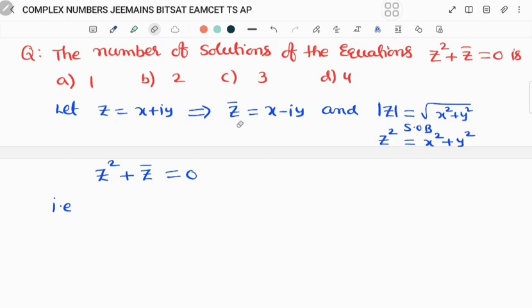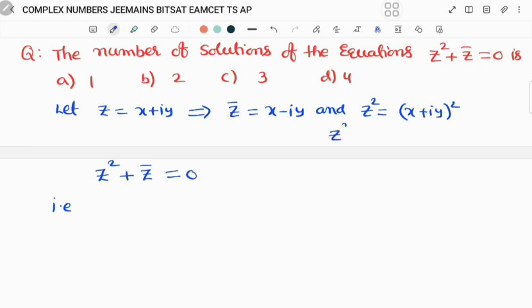So z square we will do, z bar is okay, z square we will do that normally. And z square equal to x plus iy whole square. Otherwise we cannot find the solutions, students. So z square equal to x square plus i square y square, means minus y square plus 2ixy.